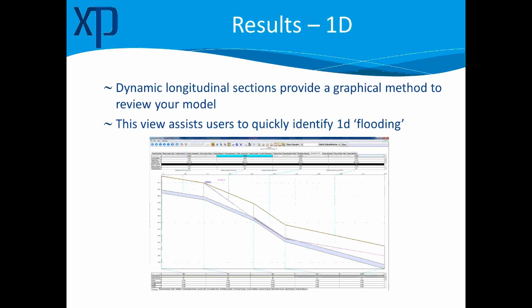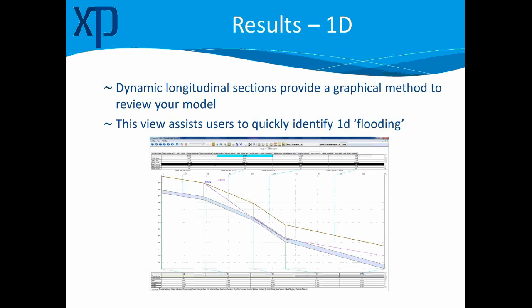Within 1D, again, dynamic longitudinal sections are a useful point in the software to generate a graphical presentation of your data. In this particular instance, the magenta line is the maximum HGL. There is a blue line that in this instance is mirroring that maximum HGL at the particular time step that I'm sitting at. And this icon or element here, that wavy blue line, is identifying flooding from this particular model. So this model is actually failing and does require some further review.